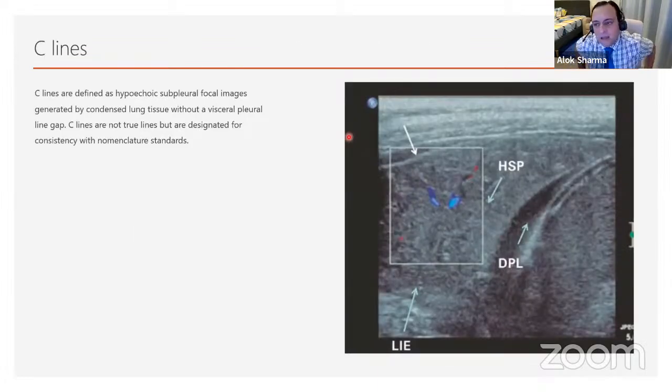Now, in today's images, you saw Doris show a very nice image of what is classically defined as a C-line. A C-line is basically an area of subpleural hypoechogenicity, generated by tissue that has come away. You have the parietal and the visceral pleura, which have moved away from each other. Because of this, authors, in particular Daniel Lichtenstein, describe this as a C-line. They're not true lines. They are an area of the lung that has fallen away so that the visceral pleura has come away from the parietal pleura.